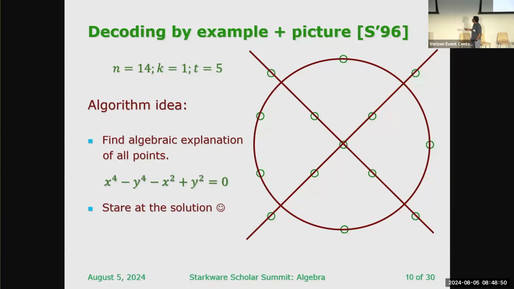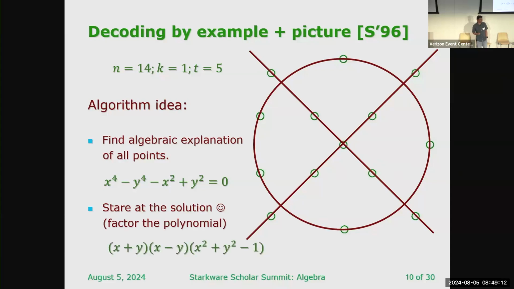Good. Every one of these points, if you write down its x and y coordinates, will satisfy this equation: x to the 4 minus y to the 4 minus x squared plus y squared equals 0. That is a sense in which this curve explains all the points. Now stare at the solution, because what does staring at a solution mean algorithmically? It means factor this polynomial. That's what is happening in this picture.